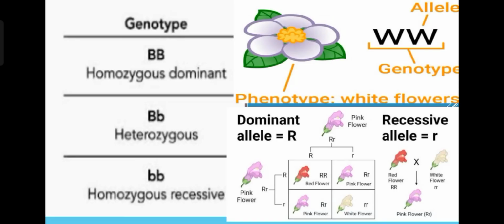In this picture, it shows the genotype. Each copy of the genotype has an allele. The phenotype has white flowers. It has a dominant allele and a recessive allele. There are three genotypes: homozygous dominant, heterozygous, and homozygous recessive. The two capital letters represent the homozygous dominant. The mix of a capital and a small letter represents the heterozygous, and the two small letters represent the homozygous recessive.